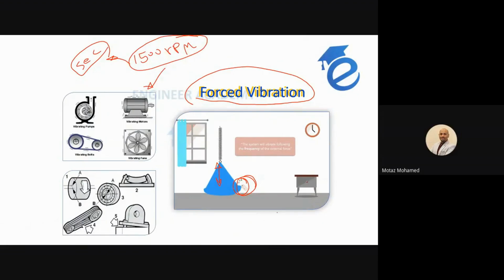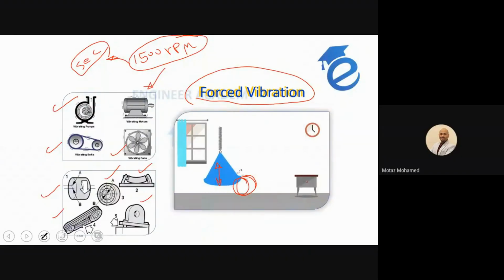And according to this, we start to define every object's frequency. Like this impeller, this pump, this belt, this fan, bearing, unbalance, bearing, and so on. Which means the frequency is like a fingerprint for each defect or each problem.